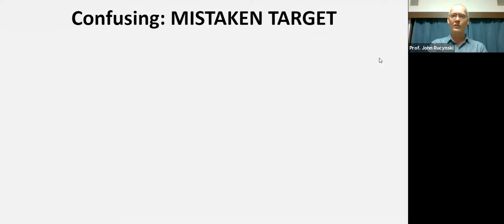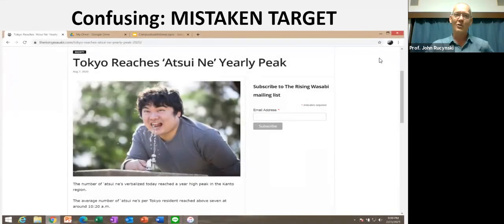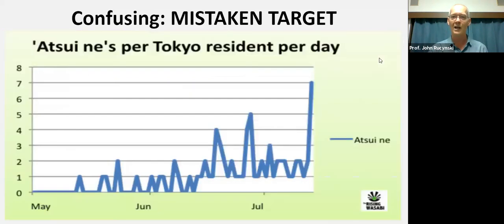One interesting one, they understood it, but they had the wrong target. So this one I love, Tokyo reaches Atsui ne yearly peak. Again, meaning in summer, so many people say to you, Atsui desu ne. But the students just said the target is, it's very hot in Japan. But it's not really about just being hot, it's about how many people use this greeting. And again, if you're Japanese, it's so atarimae, it's just so natural for you.